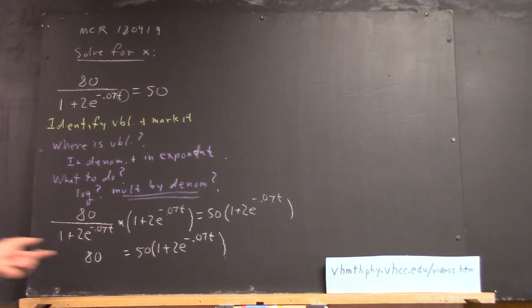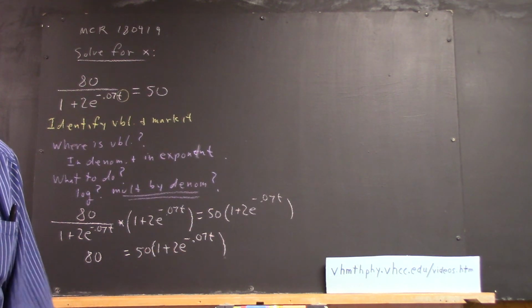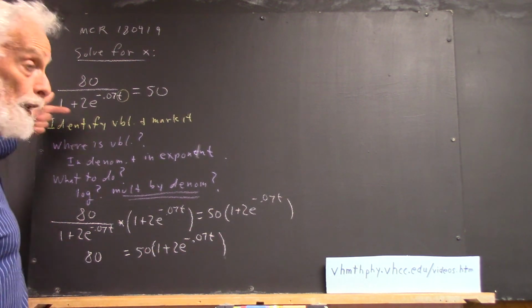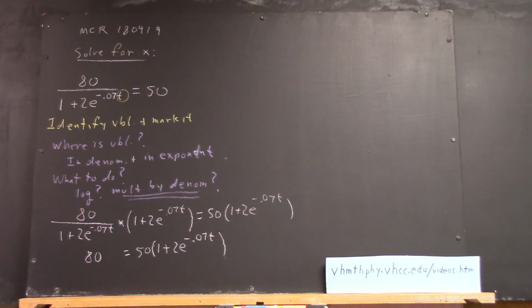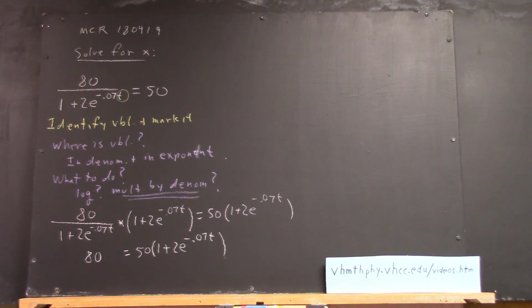So we're a lot closer to being able to isolate that e to the negative 0.07t than we were a minute ago. It's no longer in the denominator. It's no longer locked up in the denominator. It's out here where we can do things to it. Okay? So see if you can take the next step.